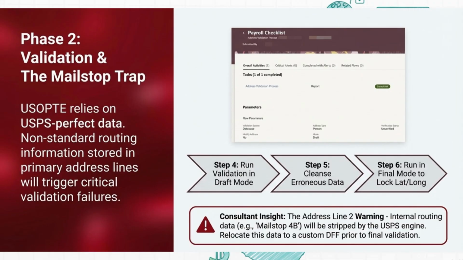Then, step 4, you run the address validation process in draft mode. Think of this as a diagnostic check. It does not change any data yet, but it identifies all the address issues you need to fix in step 5, which is, of course, cleansing your data.